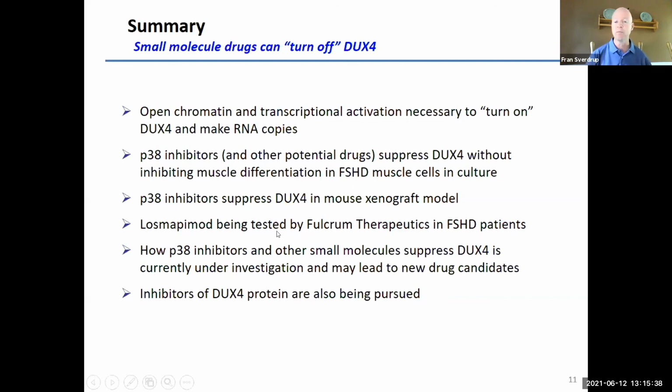Losmapimod is being tested by Fulcrum, and they've announced that they'll be talking about their results later this month at the FSHD Society International Research Consortium. How these inhibitors suppress DUX4 is currently under investigation, may lead to new drug candidates, and also inhibitors of the DUX4 protein are also being pursued.